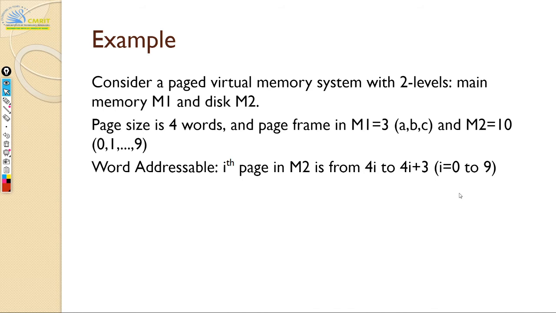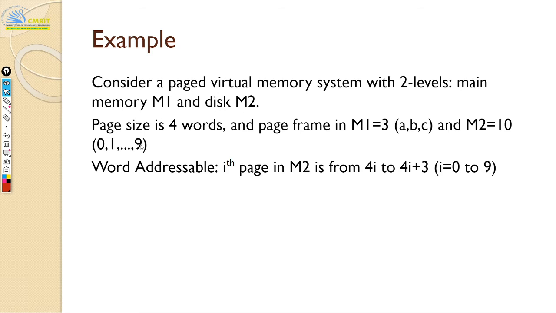Okay. So now we will actually look at one example. In this example, you start with a particular setting where you have two levels, one main memory and your disk. Disk is what you'll treat as your virtual memory, which is again your pages, correct? And page size is 4 words. You have three page frames, A, B, C, and you have 10 pages.